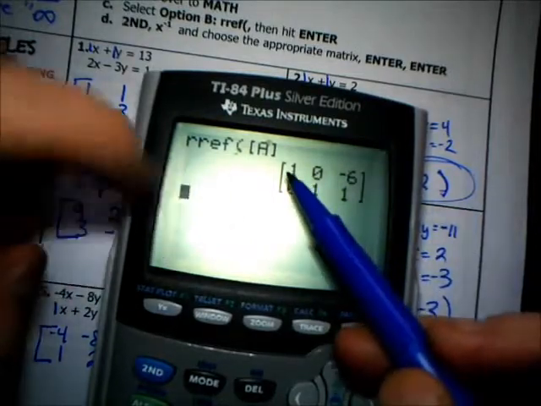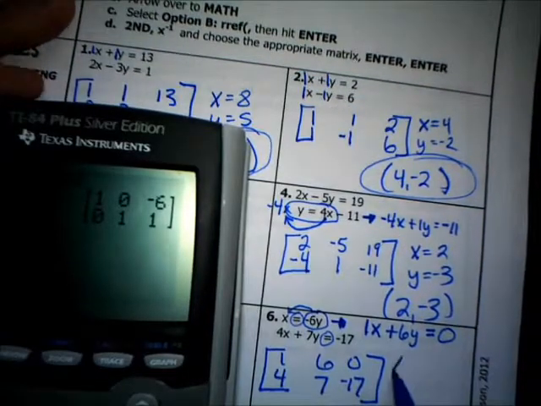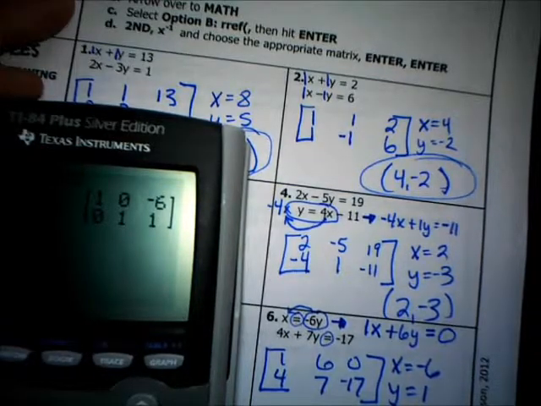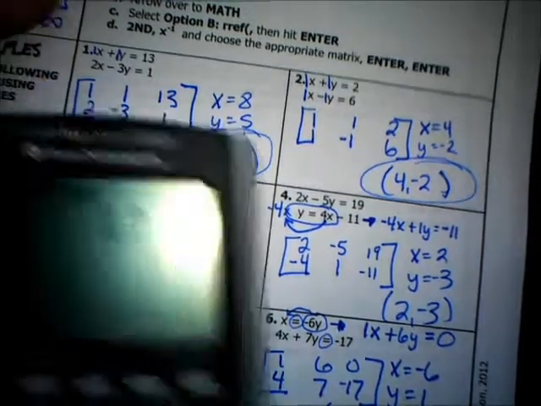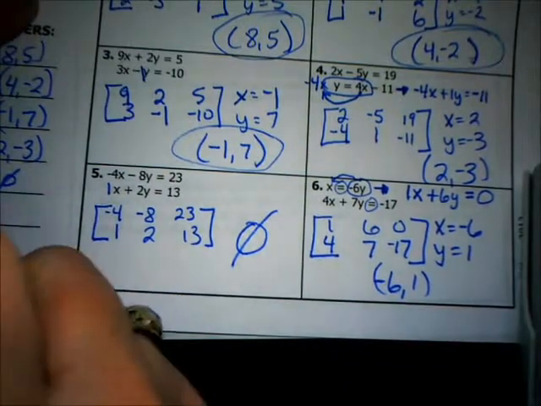Okay, so on this one I have an x of negative 6 and a y of 1, so this has a solution of negative 6 and 1.